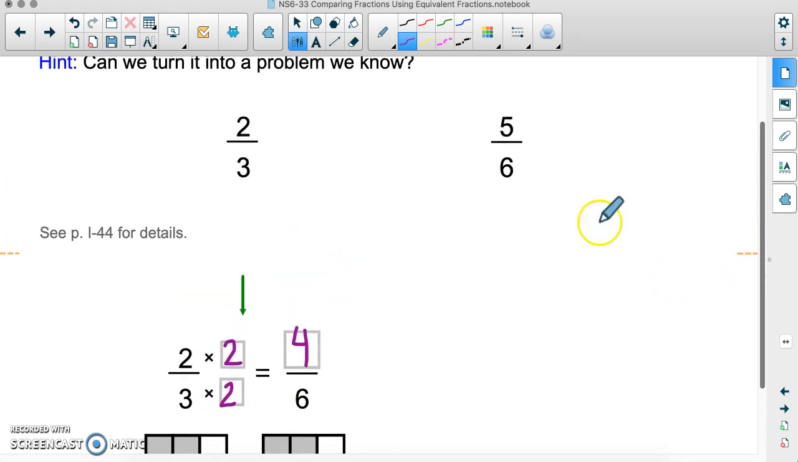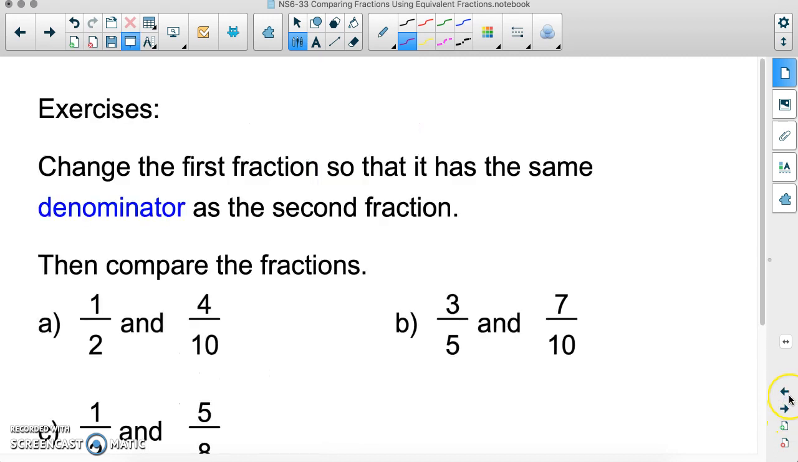Now what I'm comparing, so this is equal to 4/6. So when I'm comparing them, I can say, is 4/6 greater than 5/6? They have common denominators now, so it's easy to look at. We can know that 4/6 is actually less than 5/6. So let's look at another one.